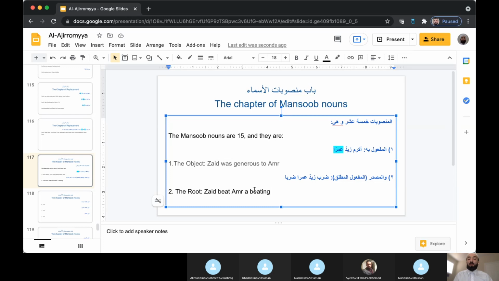there are different reasons why you would use the root of a word like this in Arabic. One of them is to put emphasis, right? Or sometimes it is used to show the type of beating. Sometimes it is used to indicate the number of times that Amr was beaten. Sometimes, as I said, it's used for emphasis.